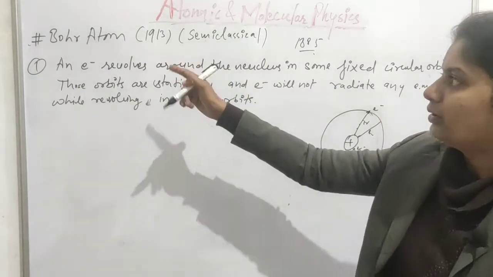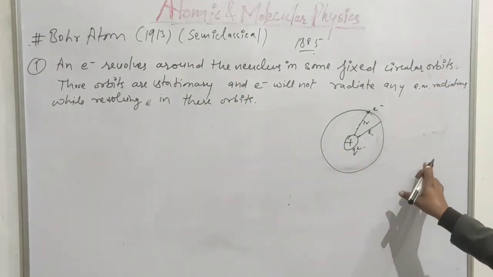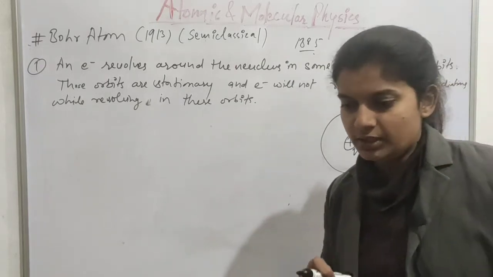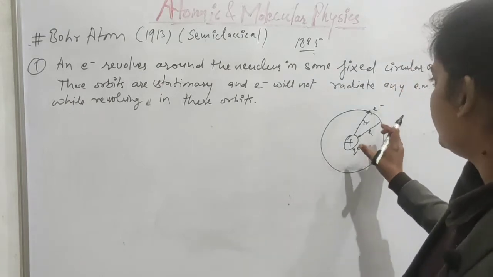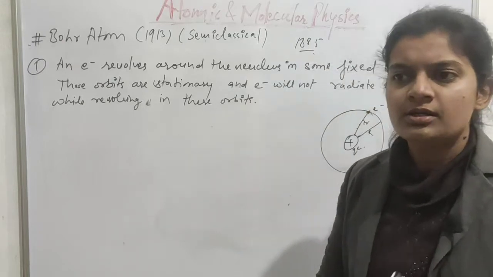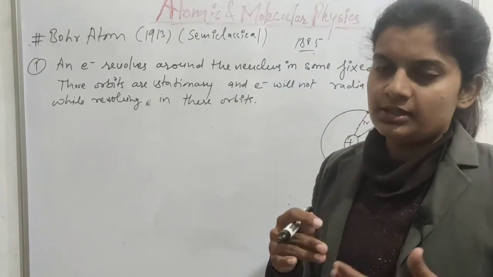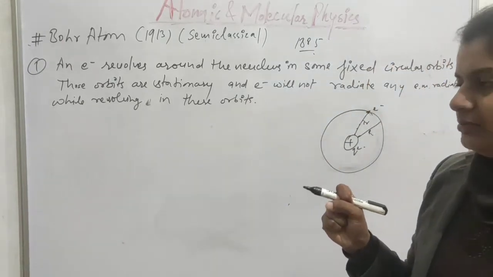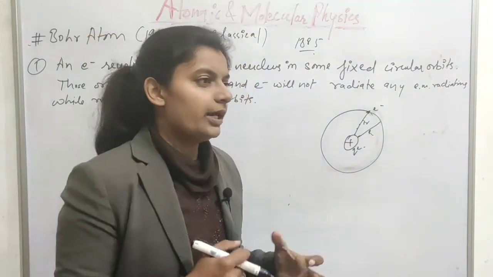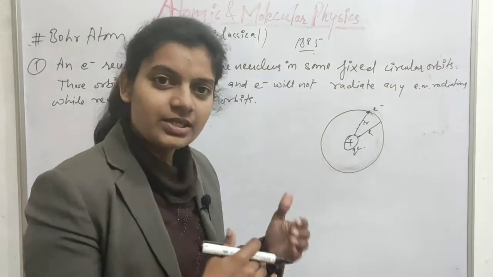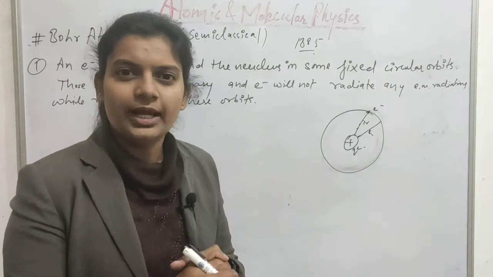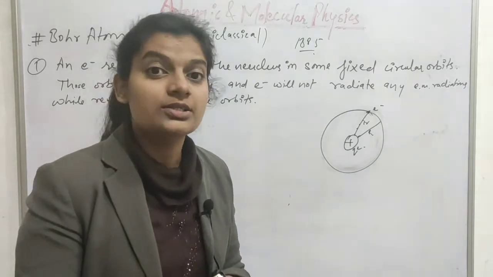But Bohr restricted the value of the radius. He put a condition on the radius. He said the electron can't revolve in arbitrary orbits. There are some fixed orbits, which he called parking orbits or stationary orbits. He said that the electron revolves only in some fixed orbits, and while revolving in those orbits, the electron will not radiate any kind of radiation.